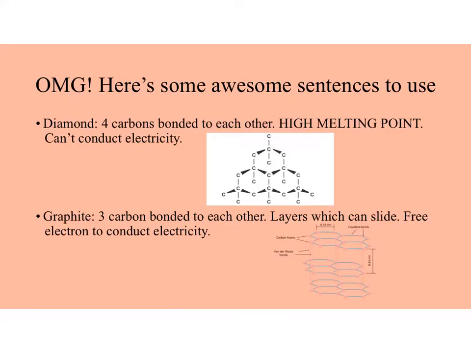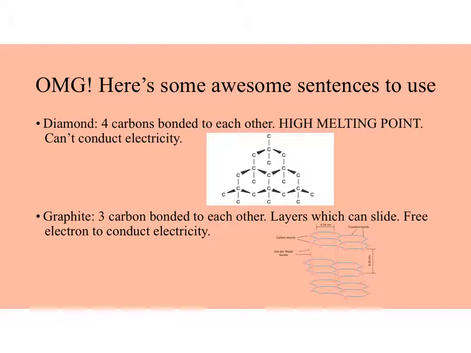The two main ones that you need to know about are diamond and graphite. So diamond exists like this structure. Each carbon has got 1, 2, 3, 4 carbons bonded to it. It kind of starts to create this pyramid, but every carbon has got 4 bonded to it. Really high melting point, and they don't conduct electricity.